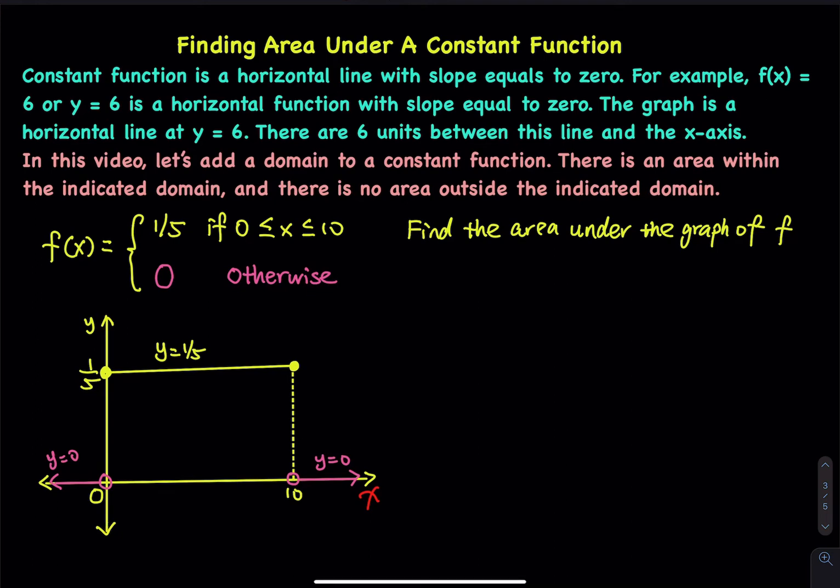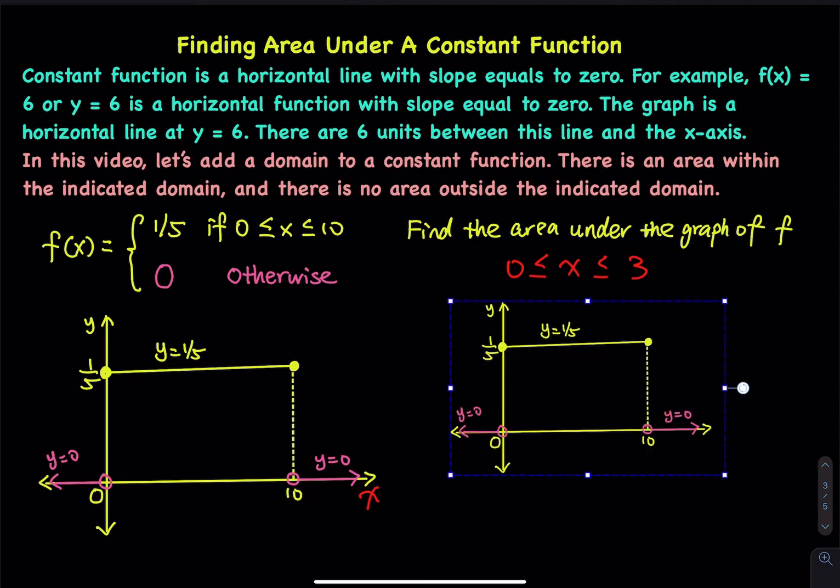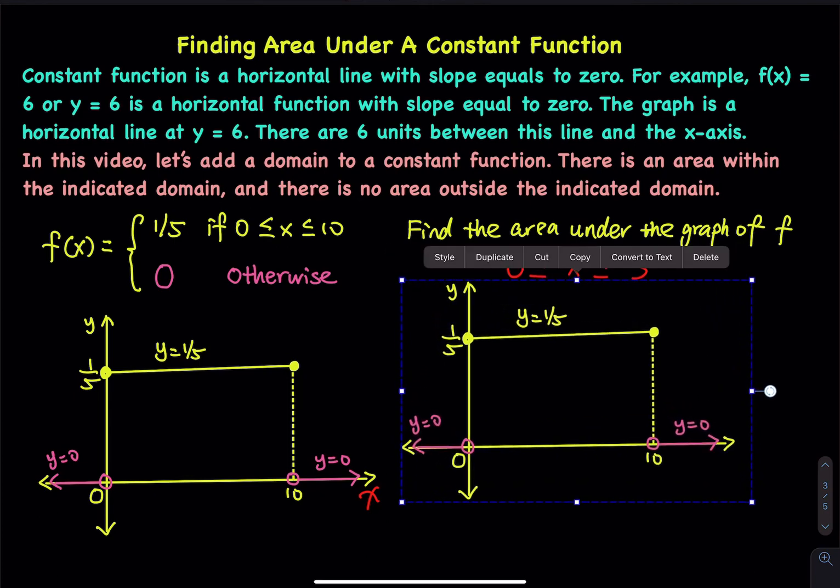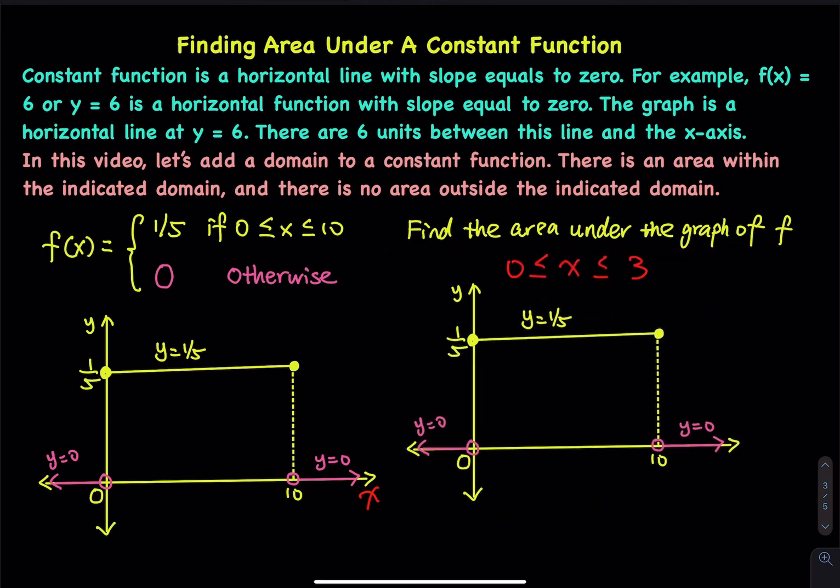Okay, now find the area under the graph of f. The first problem that I would like to discuss is when x is between 0 and 3. When you answer this kind of question, draw a graph first. So let me copy and paste the graph over there for you. I am going to paste the graph over here, and then I am going to label the graph. When x is equal to 0, you draw a line. And then when x is equal to 3, you draw a line. So let's say that is x equals to 0 and x equals to 3.